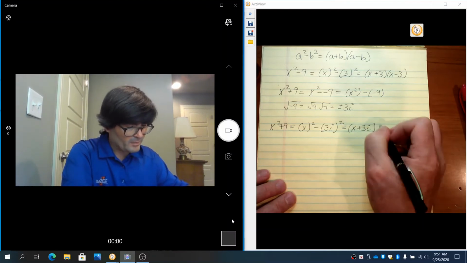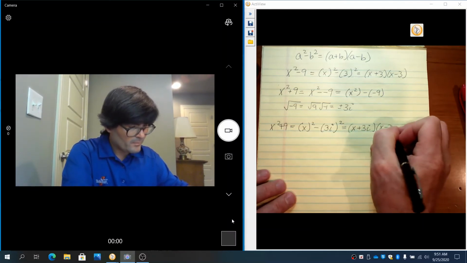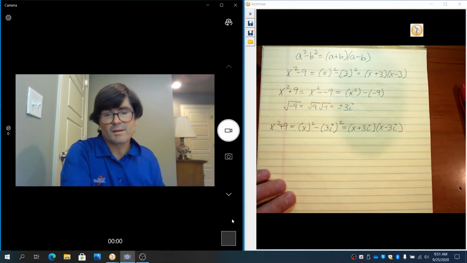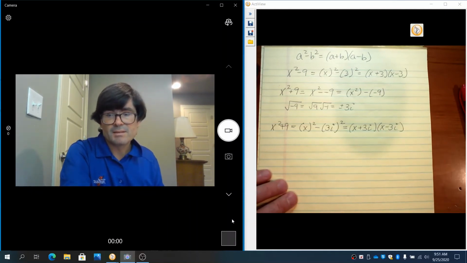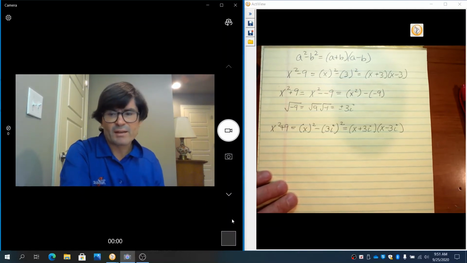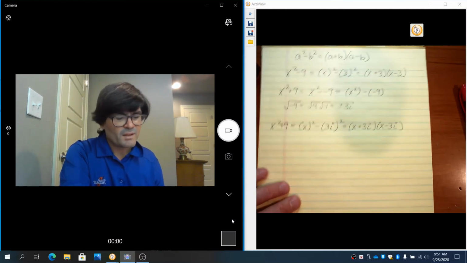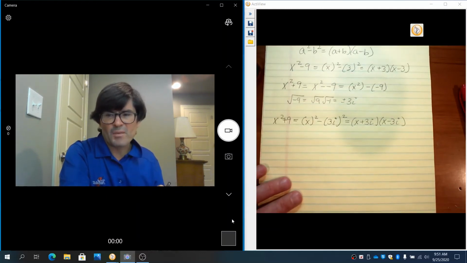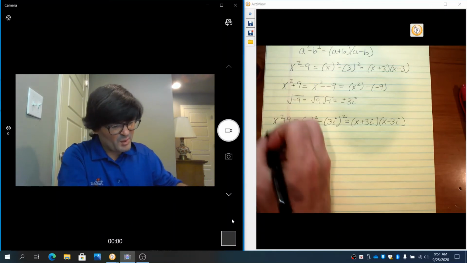you can do x plus 3i and x minus 3i. So that's just a quick way to factor something like this. Another example that involves real numbers, but kind of the same principle.